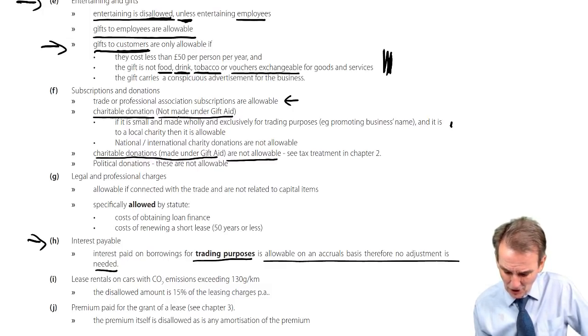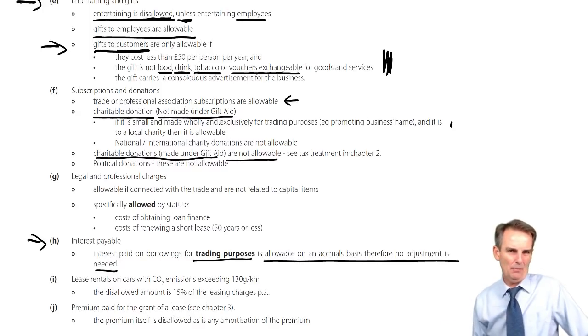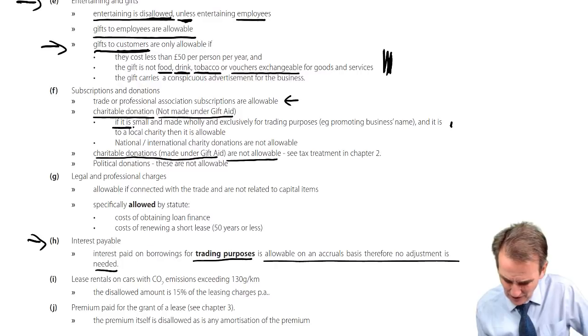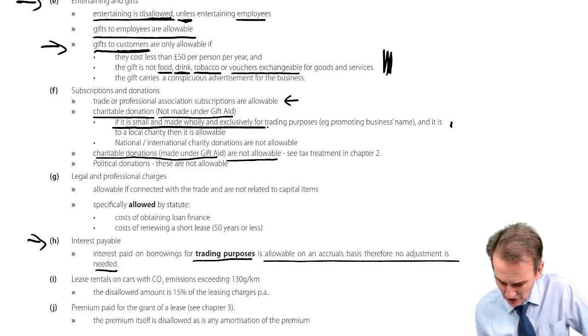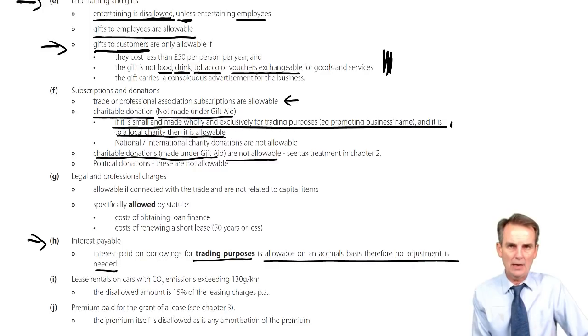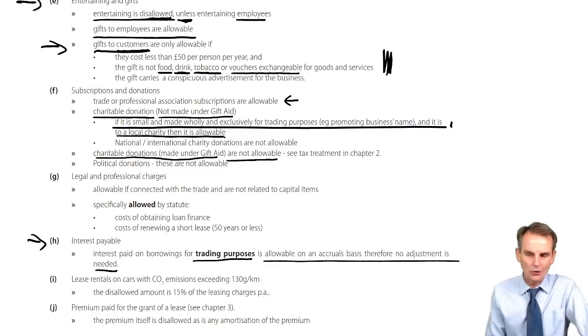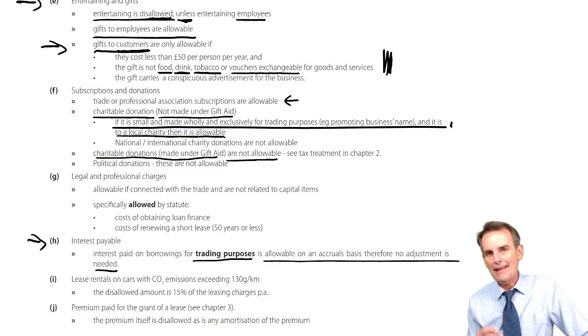So what about if it's not made under gift aid? Here, it might be allowable, might not be. That's what we have to look at. If it is small and made wholly and exclusively for trading purposes, for example, promoting your business name, and it's to a local charity, then it's allowable. If it's a small local charitable donation, by permission of HMRC, it's not in the case law, but they will allow that to be allowable. So they won't therefore disallow.